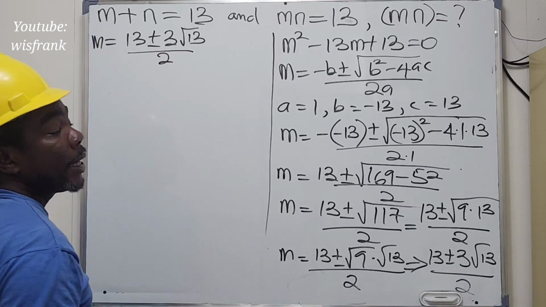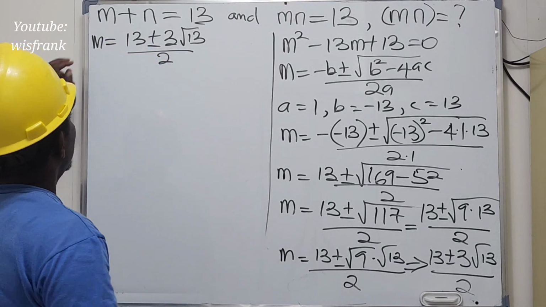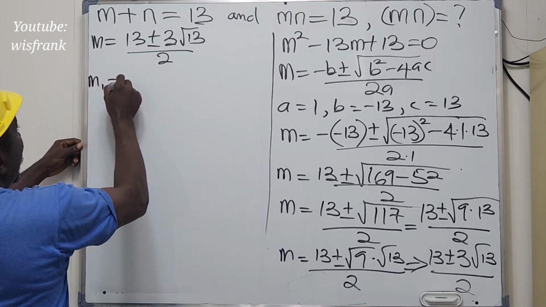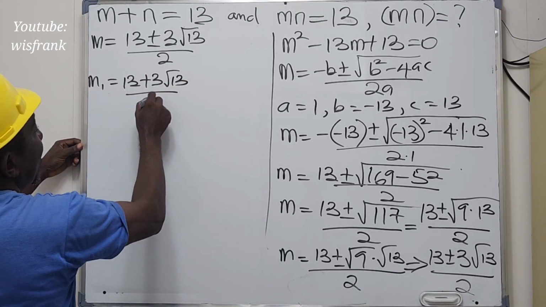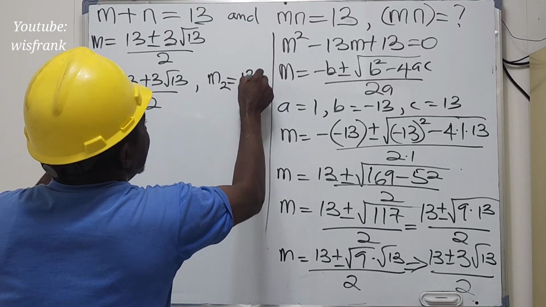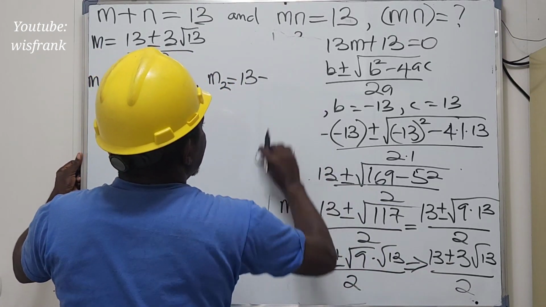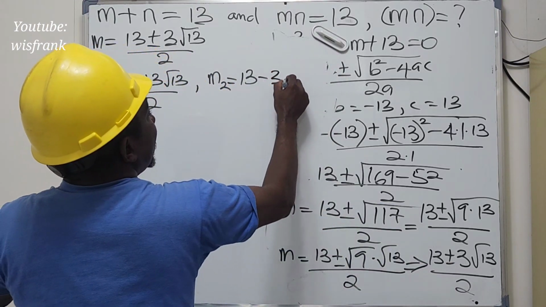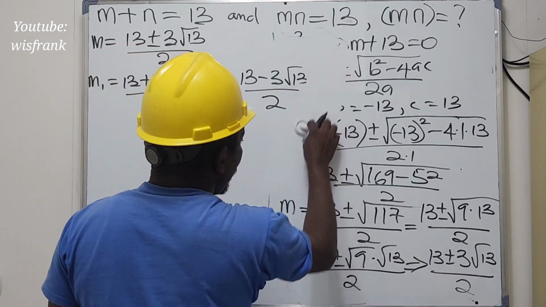So here is the true value of m because it contains plus or minus. So m1 will become (13 plus 3 root 13) all over 2. Then we have the value of m2 as (13 minus 3 root 13) all over 2. So this is what we have.